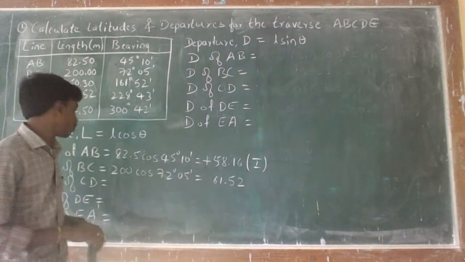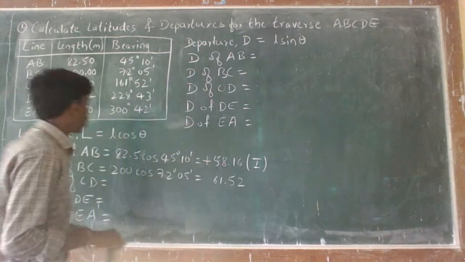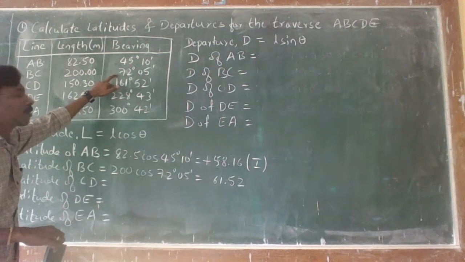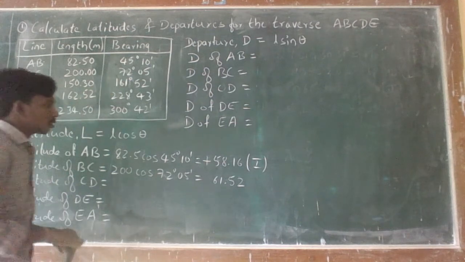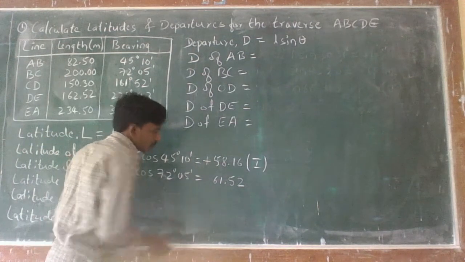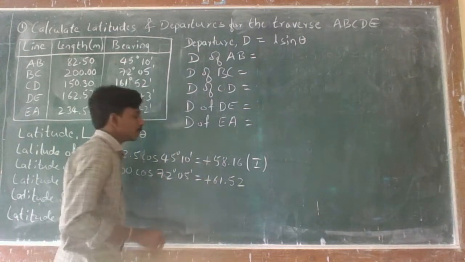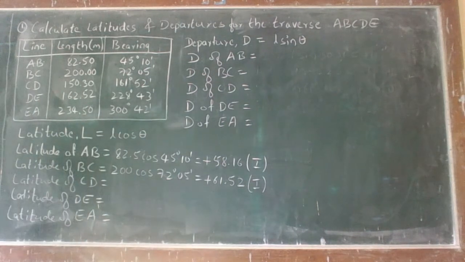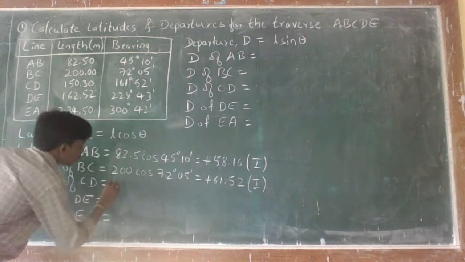Now for the latitude of BC, the value is 61.52. Now look at the bearing. Here the bearing is 72 degrees 5 minutes. So 72 degrees lies in first quadrant. So in the first quadrant the latitude will be positive. So take plus sign and write here first quadrant. Now latitude of CD. Take the length of the CD, 150.30.